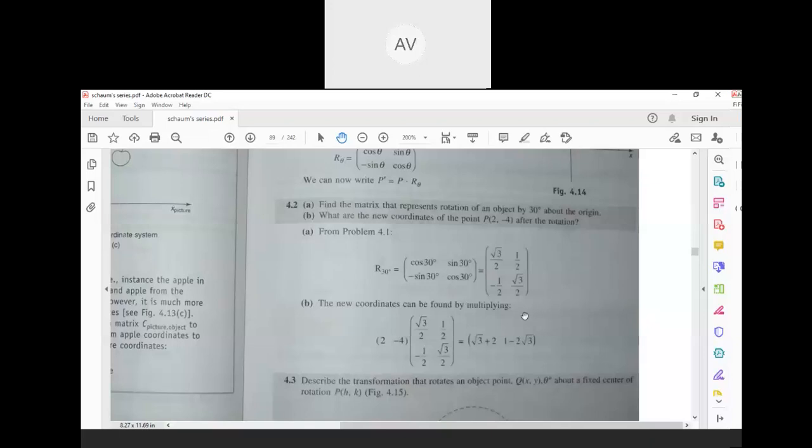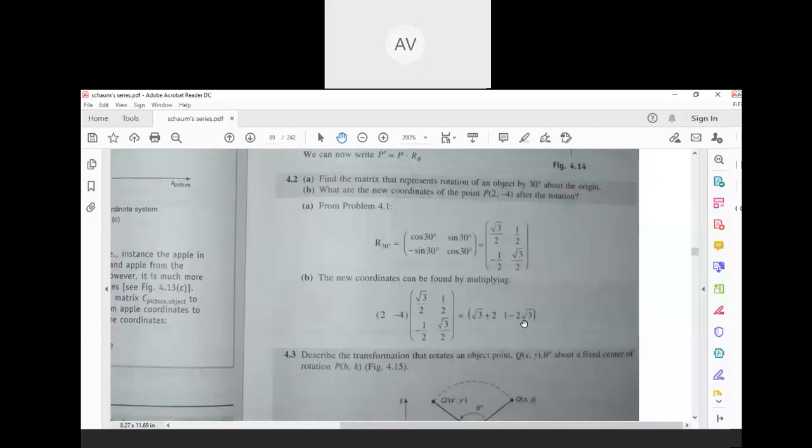So here you can write down the answer of it by using your calculators. If you know the cos 30 value is root 3 by 2, then you can write it down. Okay. Then what are the new coordinates of point P 2 comma minus 4 after rotation? Here the rotation matrix you have found out, and then your coordinates are there. You just multiply both matrices, and you will get the new coordinates of the point.